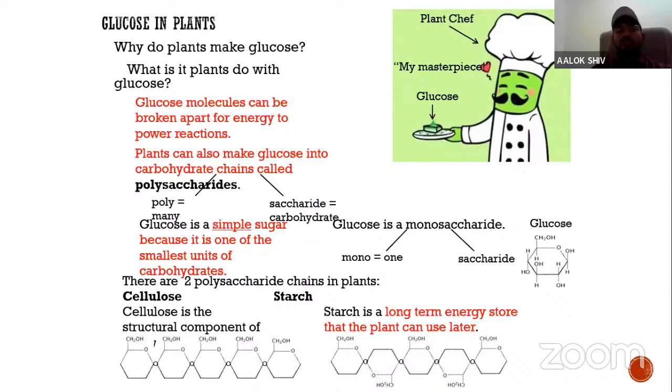That's why plants prefer to make glucose, and it can also be converted into complex polysaccharides like starch, and starch is the long-term energy store that the plant can use later. That is the reason the plants make glucose.